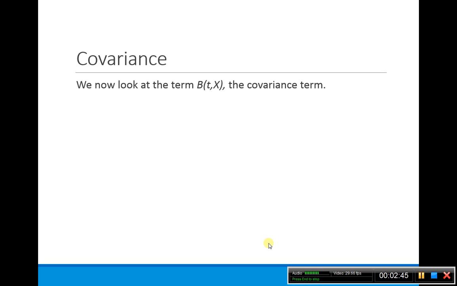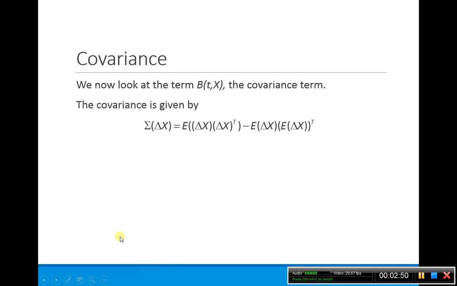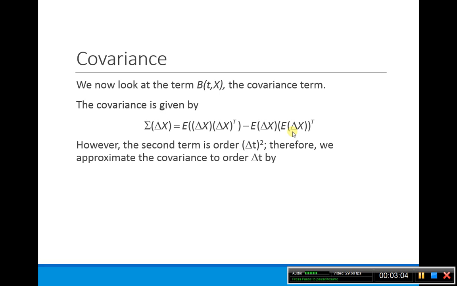Now we look at the covariance term, our b of t x term. In order to do this, we need the covariance. The covariance in general is given by the expected value of delta x times delta x transpose, minus the expected value of delta x times the transpose of that expected value of delta x. Normally we shorten this, because the second term is of order delta t squared. So we estimate our covariance as just the first term, E of delta x delta x transpose.